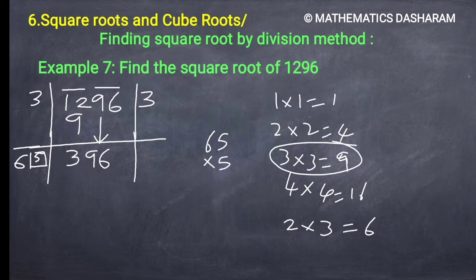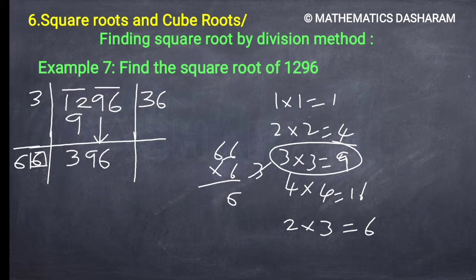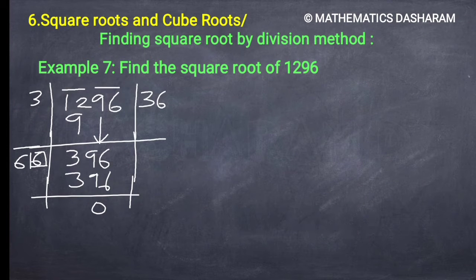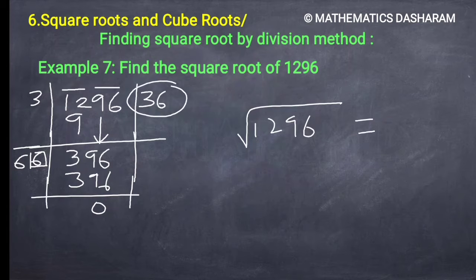So 6 is suitable. Here I am selecting the 6. The digit you selected in the box, the same digit you write beside the quotient. So 66 into 6, 6 6s are 36, 3 carry, 6 is 36 plus 3, 39. So here 396. So the remainder is how much? 0 is the remainder. So the square root of 1296, here what is the quotient you got? That is the answer. So 36 is the answer.